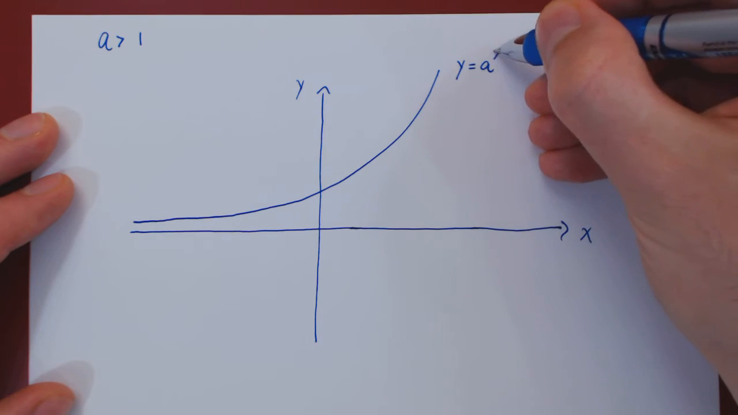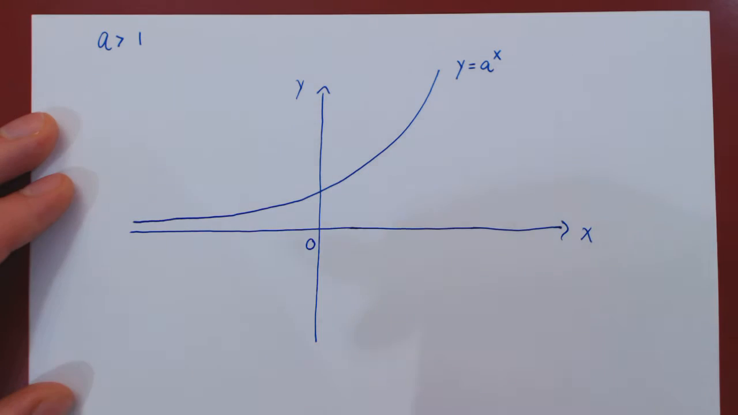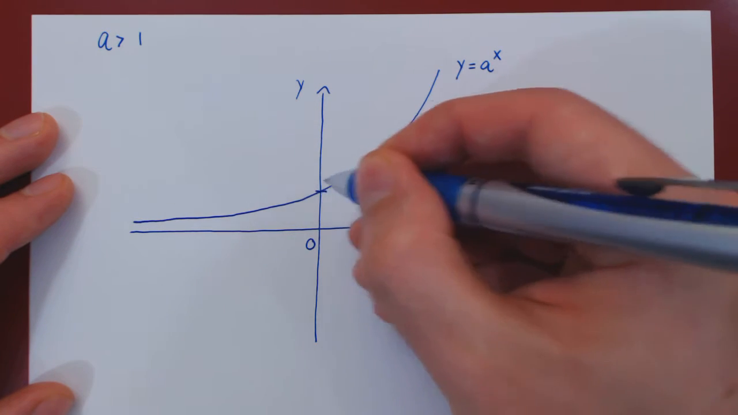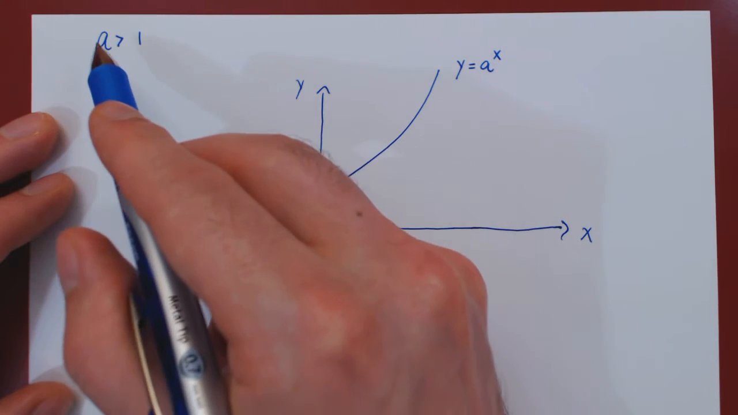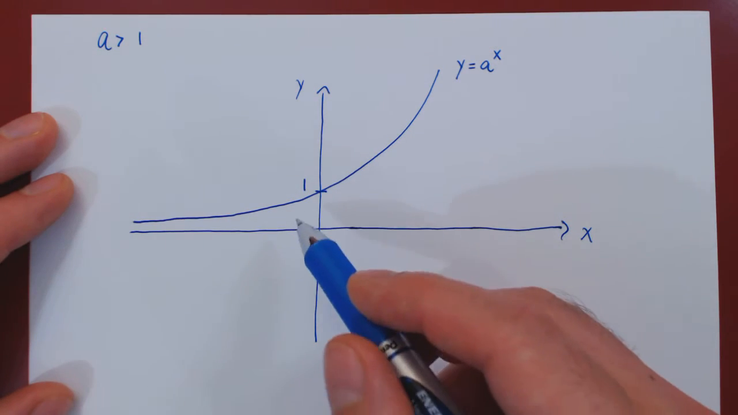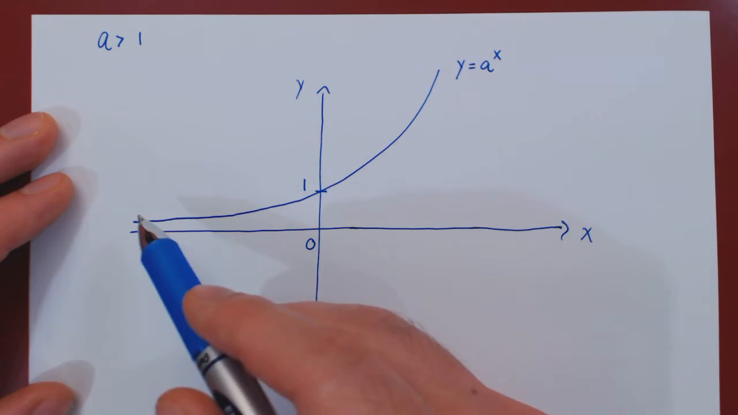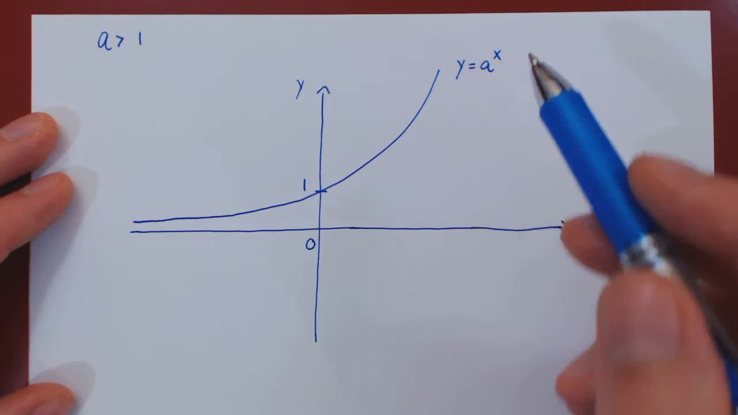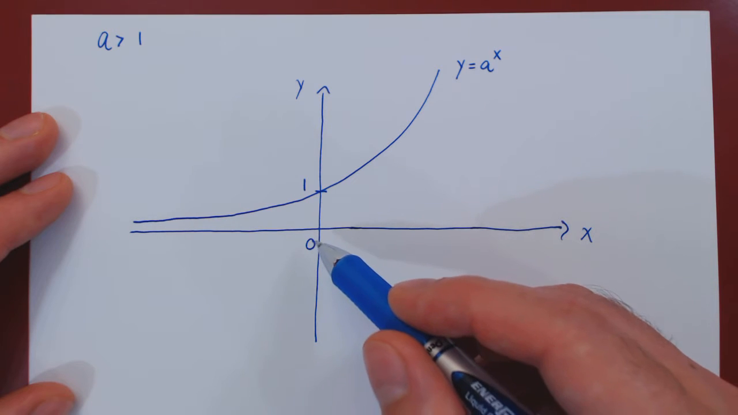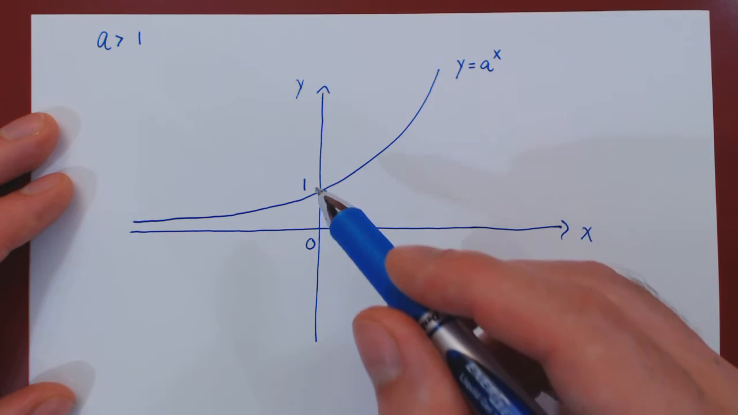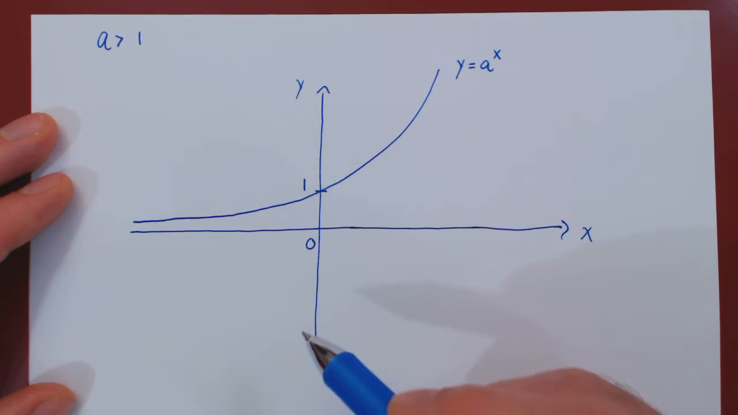And a key point of this graph is at 0. A to the 0 for any positive number a is equal to 1. So the y-intercept for any exponential function where the base is larger than 1 will be at 1. And if you don't remember how to sketch this graph for an exponential function, it's very easy to rederive it. Again, any positive number to the 0th power is 1. So the exponential function will always cross the y-axis at the value of 1.